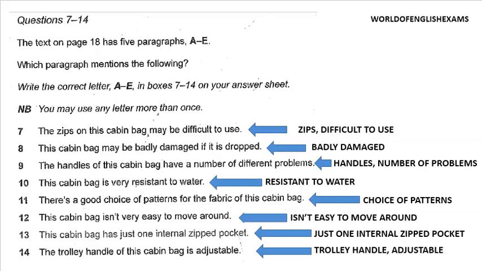Then next one, this cabin bag has just one internal zipped pocket. That means it has only one internal pocket, and that too it is zipped. So that is the keyword which I have written there. Then the next one, the trolley handle of this cabin bag is adjustable. So here the keywords are trolley handle and adjustable. Okay, so now having understood and analyzed the keywords, let's proceed to reading the paragraphs.